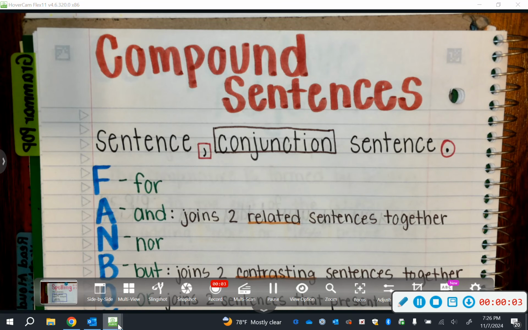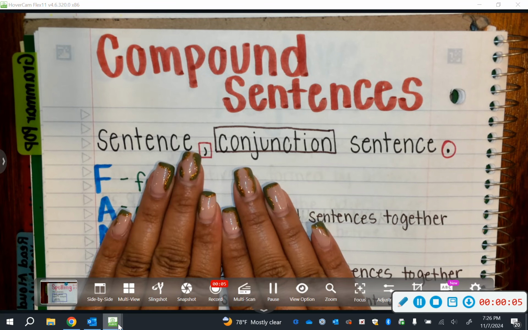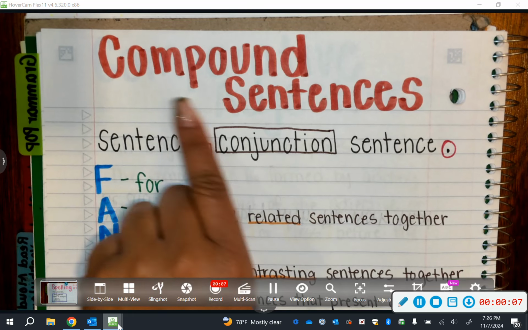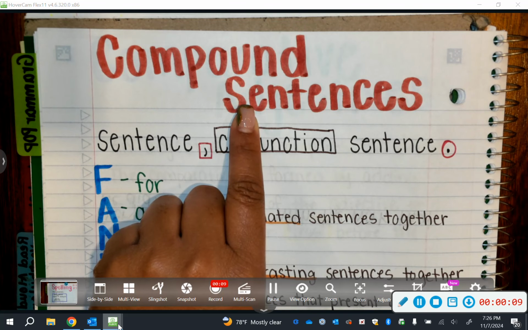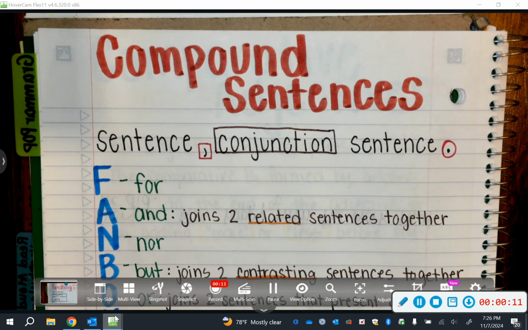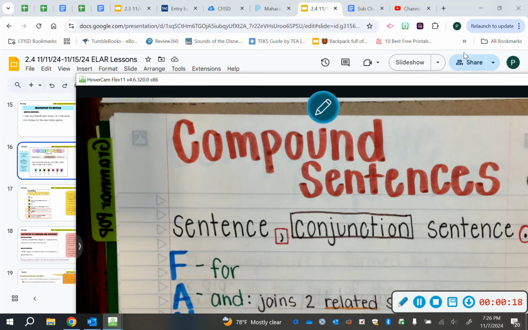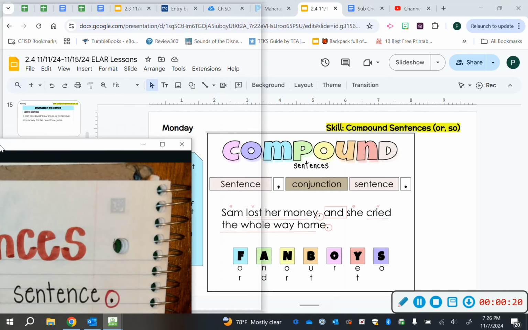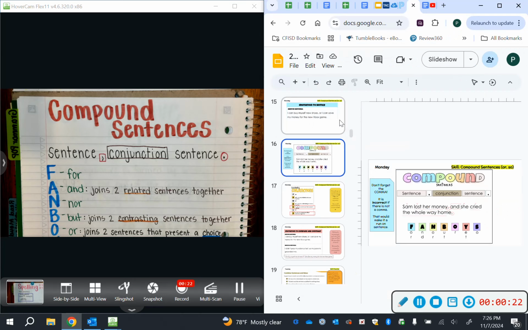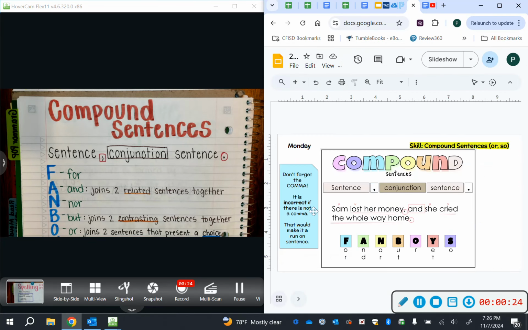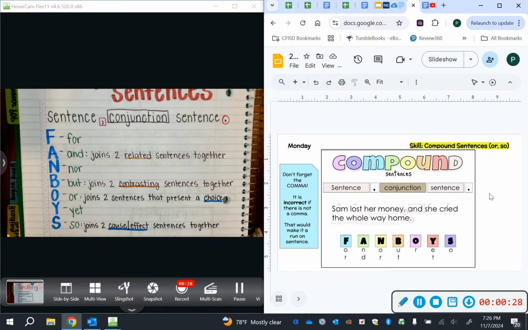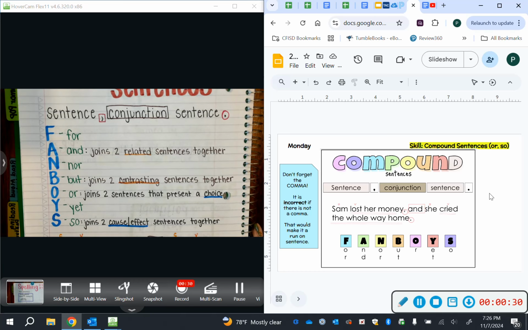Okay, for grammar and pop, we're going to go back to this page in our notebook titled Compound Sentences. Go ahead and find this page in your notebook. Let me see if I can minimize my screen. There we go. Okay, compound sentences. We talked about this a couple weeks ago, and we have this chart in our notebook that I did remind you we will be completing together.